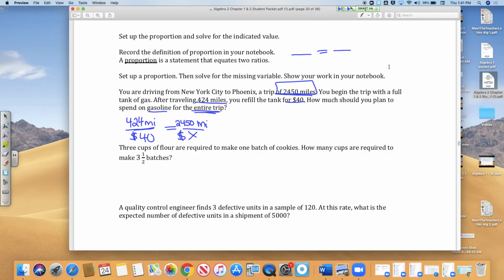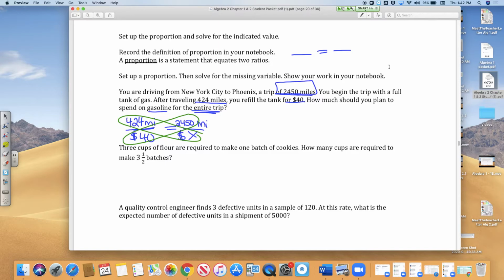Now, there are other ways to set up this proportion, like I said, but in this case, this is how I would set this up, and then to solve, I use cross multiplication. Cross multiplication means you multiply the numbers that are diagonal from each other like this. When you cross multiply, you multiply the numbers that are in the same diagonal.